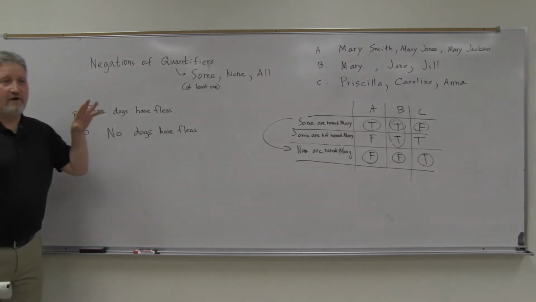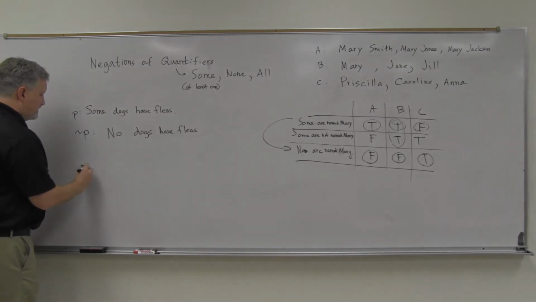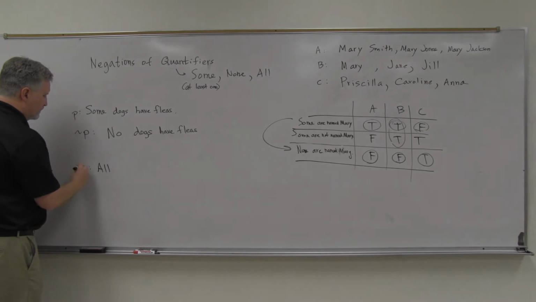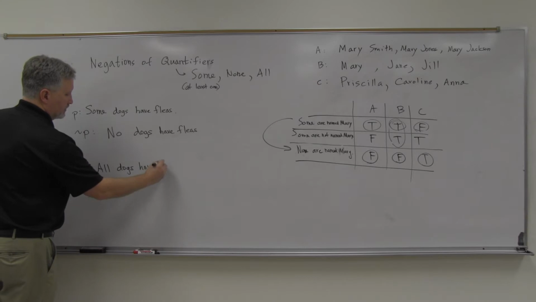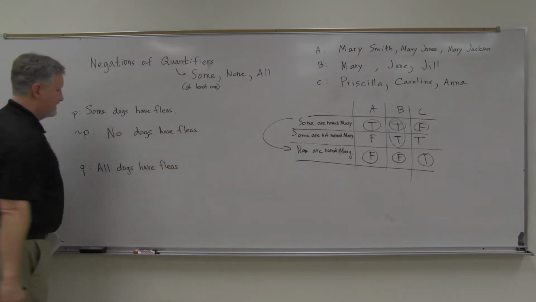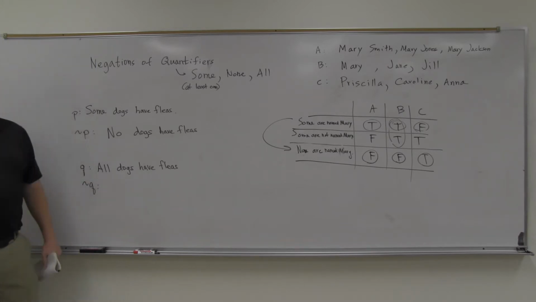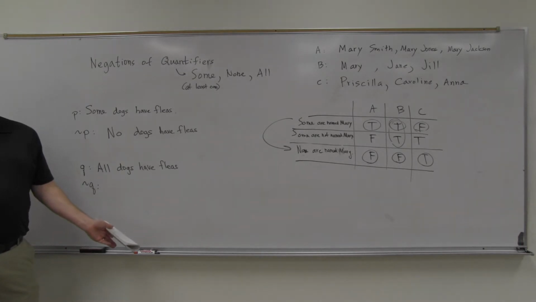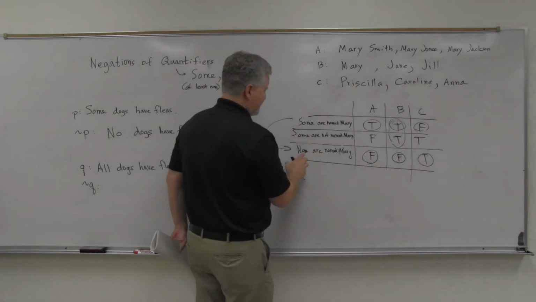All right, so let's try a second one here, and that is P: all dogs have fleas. We could call it Q. Now, your first instinct to negate that, you got "all," your first instinct may be "none," right? No dogs have fleas. Well, let's see. Let's go back to our little example here.